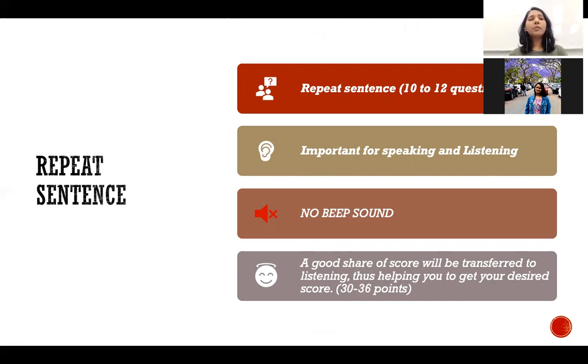So what happens in this question type? You'll be listening to an audio. The audio is going to be 1 sentence long. The sentence is going to be anywhere from 8 words to 16 words long. You have to repeat or quote back exactly what you hear. There is no 40 seconds of preparation time like in read aloud. There is no chime. So you hear a sentence and you just need to repeat it.